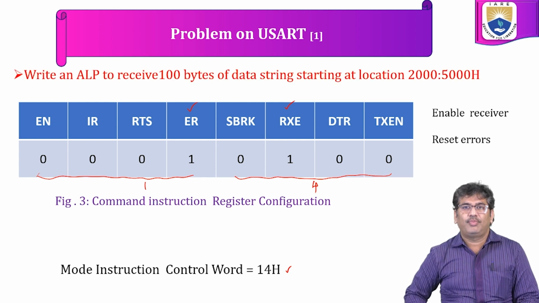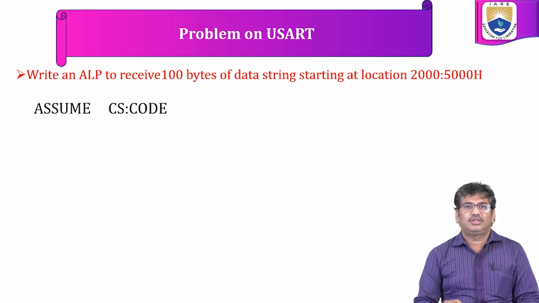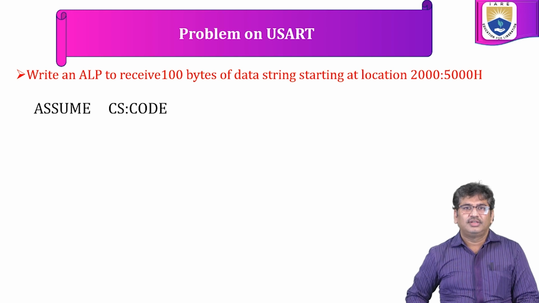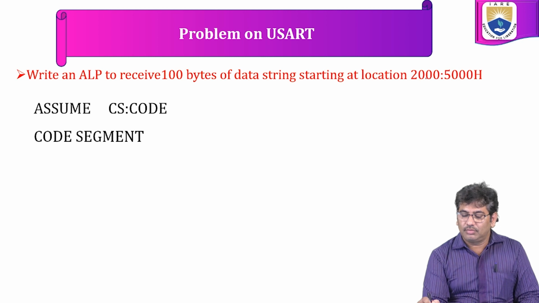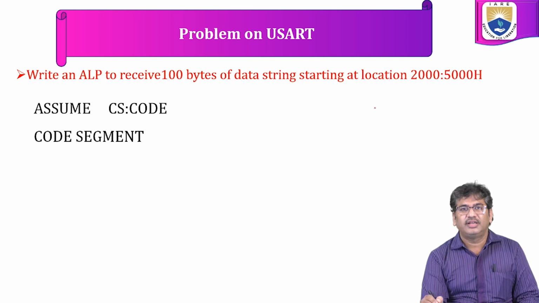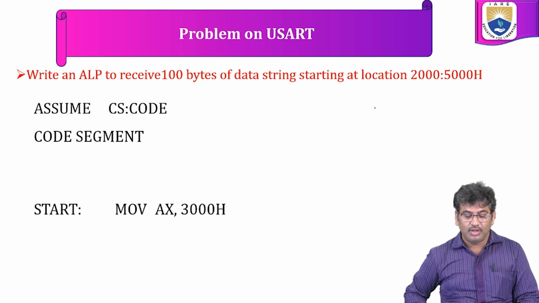Now we will start the program. First, requesting a segment for code using the assume directive, assume CS: code. Starting of the code segment using the segment directive, code segment. First, we have to place the address into the corresponding registers.